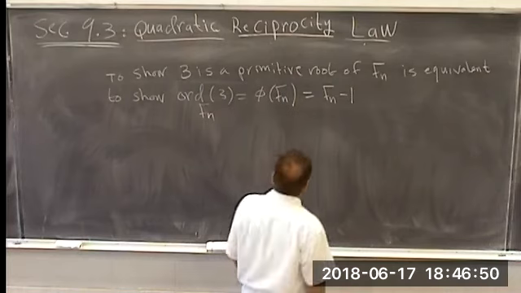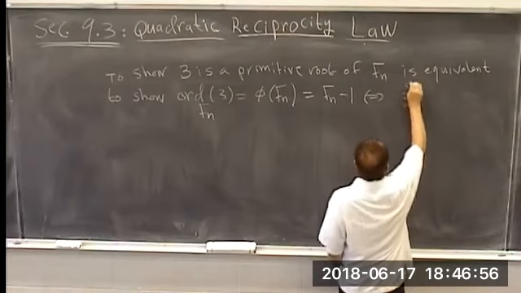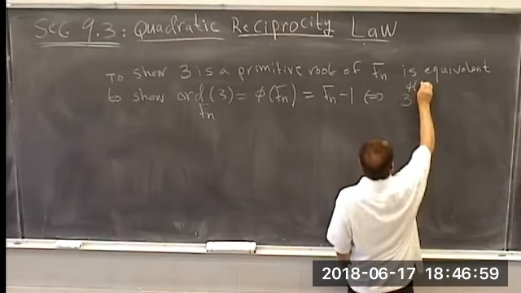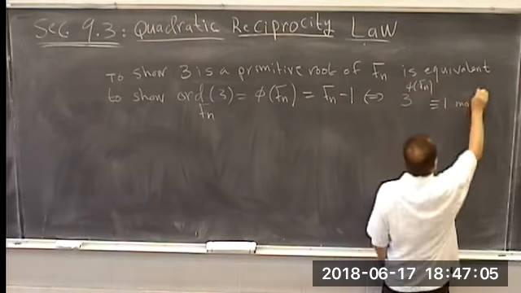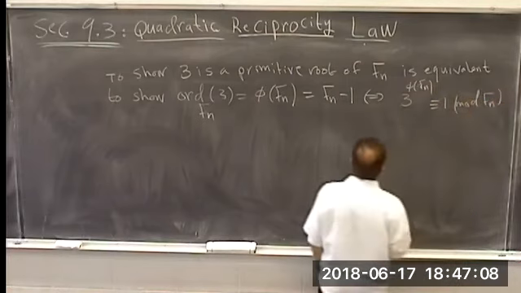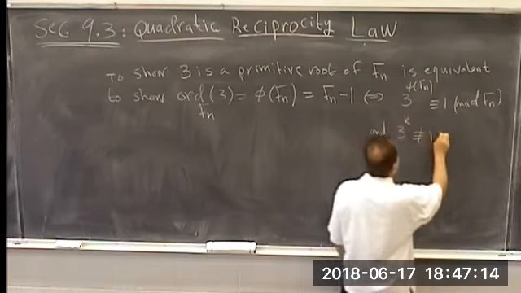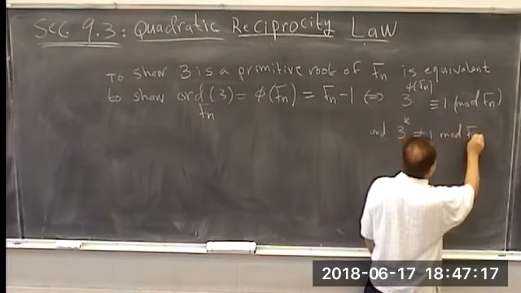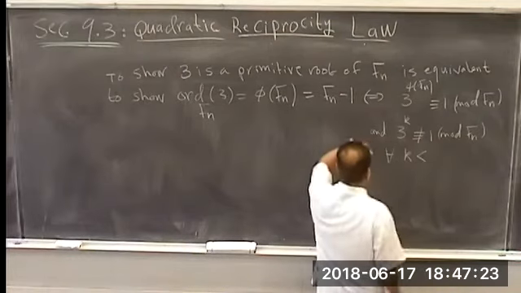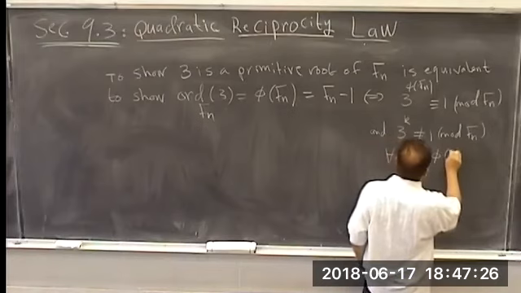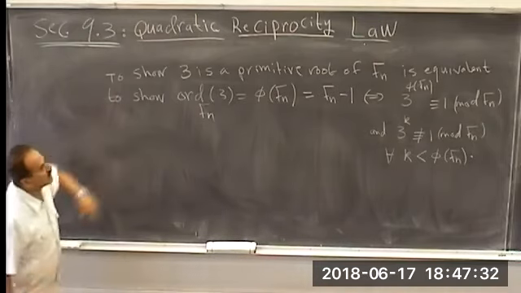And this in itself means we have to show that 3 to the phi of Fn is congruent to 1 mod Fn, and 3 to the k is not congruent to 1 mod Fn for every k less than phi of Fn. So this is what we'd like to keep in mind. That's what we would like to get to.